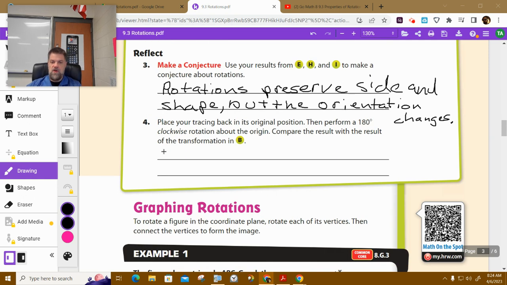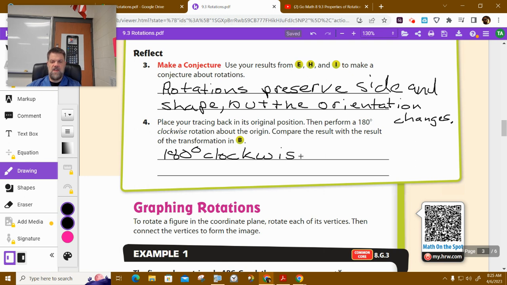So, and this is kind of an important result, 180 degrees clockwise, and I'm abbreviating this, is the same as 180 degrees counterclockwise.